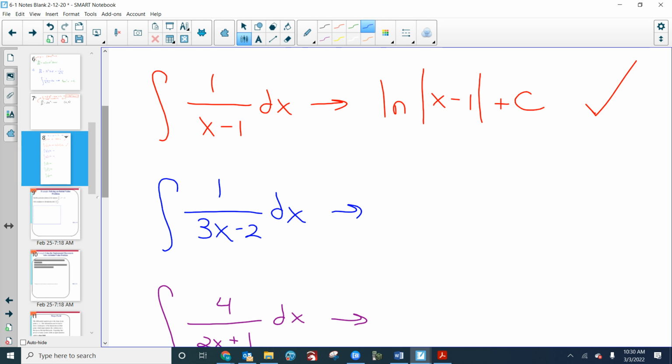2ln? Let's test it. What's the derivative of this? 1 over 3x minus 2 times 3. Now it's good. Isn't it? Oh, that's not dirty. That's beautiful.